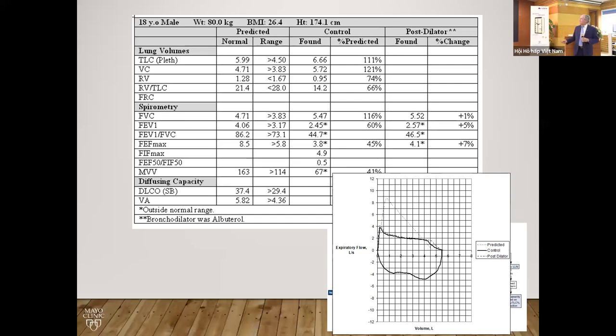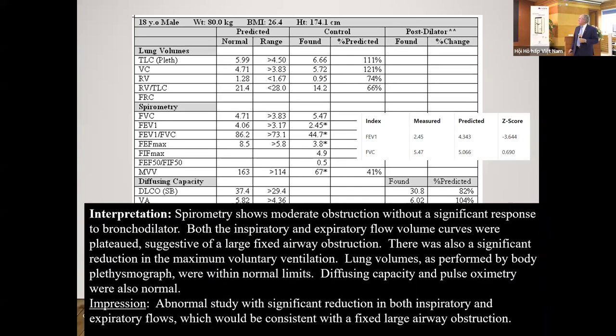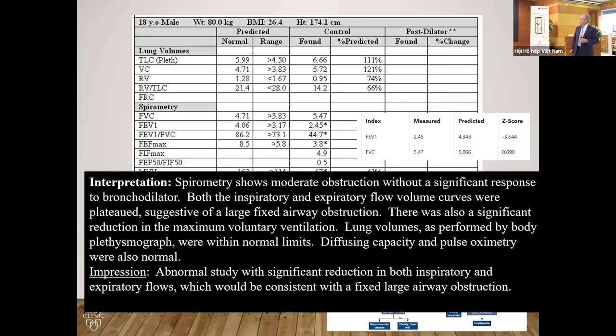Okay? What this person had, and by the way, the Z-score is moderately reduced. So if we look at the interpretation, spirometry shows moderate obstruction without a significant response to bronchodilator. Both the inspiratory and expiratory flow curves suggest plateau, or were plateaued, suggesting a large fixed upper airway obstruction. There is also a significant reduction in the voluntary ventilation.